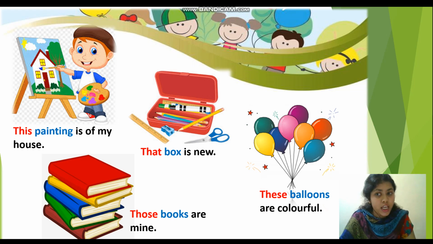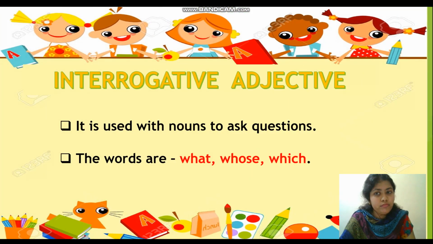Fine. So, all these words, this, that, these, those, are demonstrative adjectives. Again, the words this and these are used for the things which are nearer to us, and the words that and those are used for the things which are farther from us. The words this and that are used for singular things, and the words these and those are used for plural things. Fine, children. Let's move further.